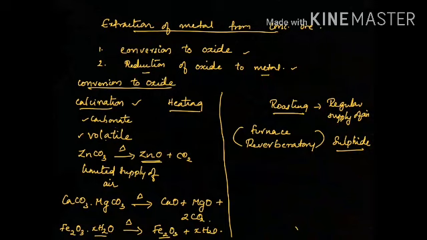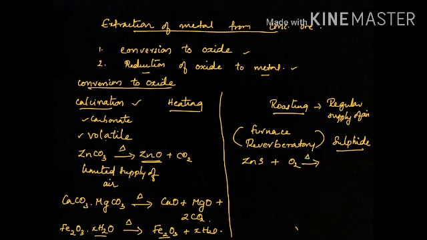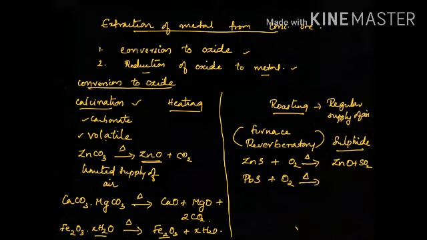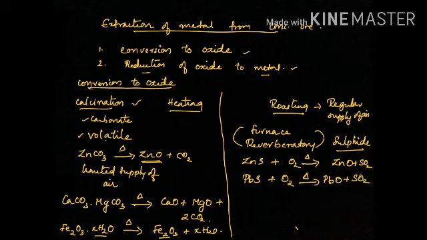The first one is zinc sulfide, another ore of zinc. We are heating with a regular supply of air, so we need to add oxygen here. It will produce zinc oxide, and SO2 gas will be removed. Again, lead sulfide, PbS, is another example that can undergo roasting. We heat it with a regular supply of air, and PbO and SO2 will be produced.